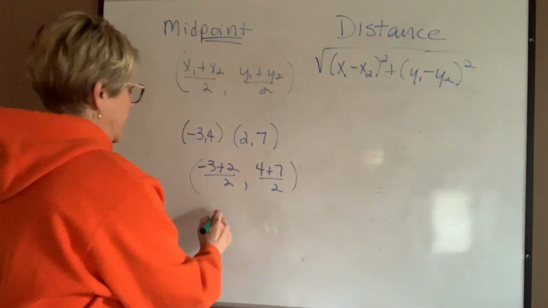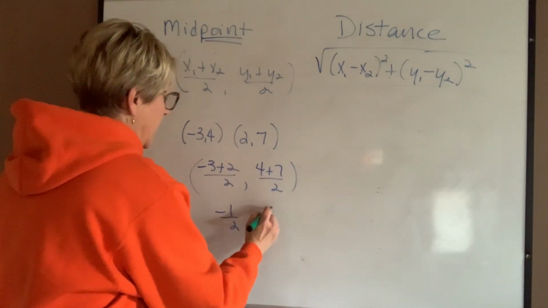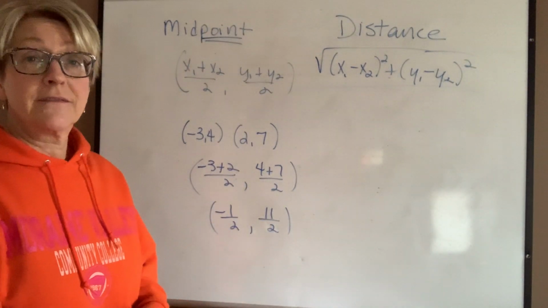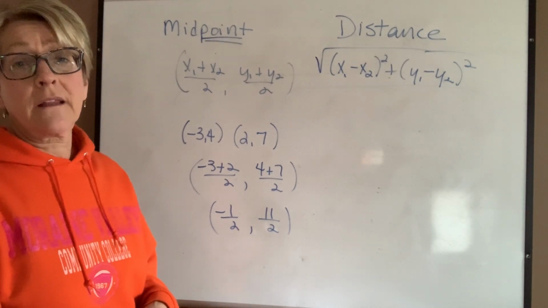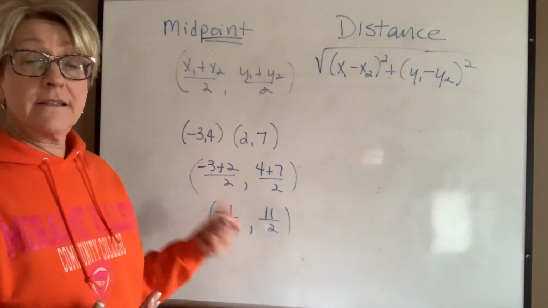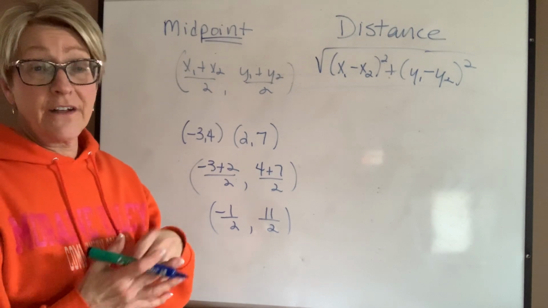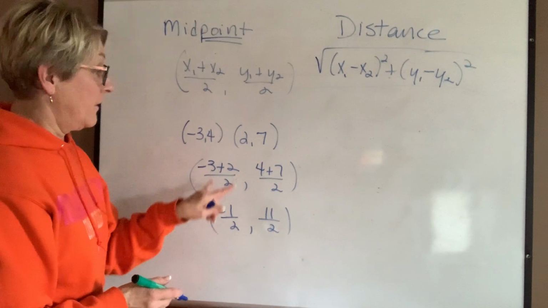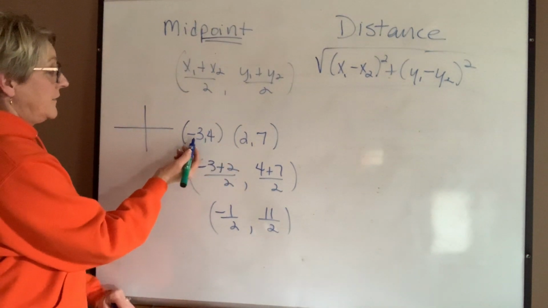-3 plus 2 is -1/2. 4 plus 7 is 11/2. Okay. Now, I encourage you to quickly check our answer. How can I check this answer? Just in a general sort of way. Now you're going to see where I'm not a very good drawer again. I'm going to quickly graph these 2 points off to the side. -3, 4.